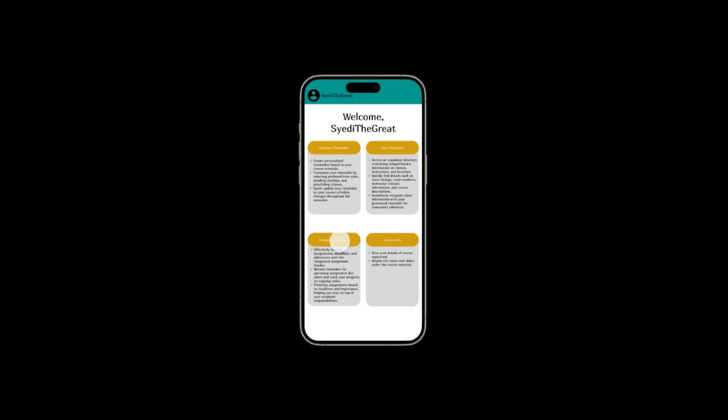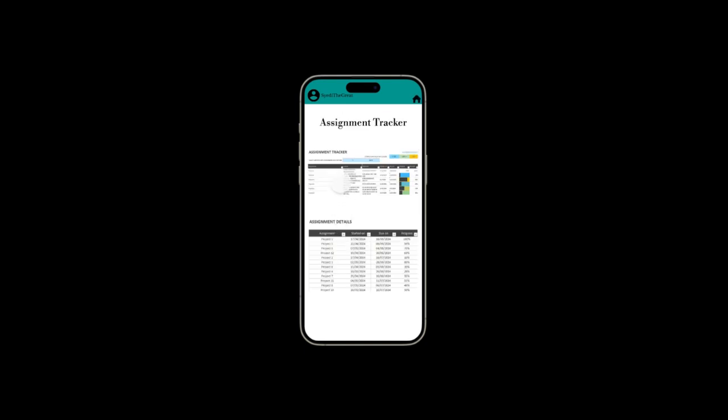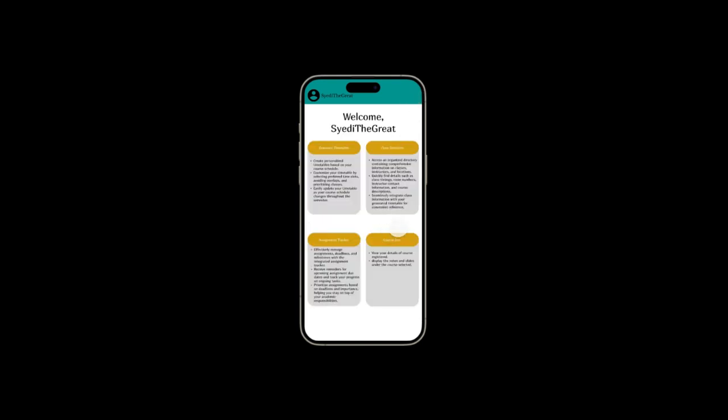So we click on the assignment tracker and we get to know which project is completed and which project is not complete yet. Other than that, we can see the assignment detail for project 1 until whatever project you are going. Then it will show the progress and the due date or when you start the assignment. Okay, we go to the home page and the last one is course info.